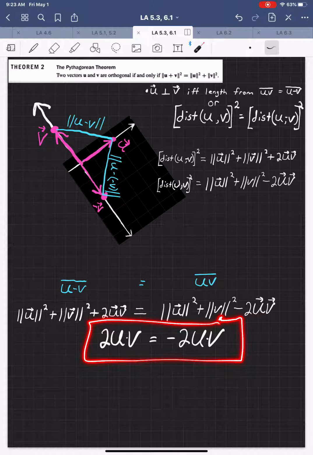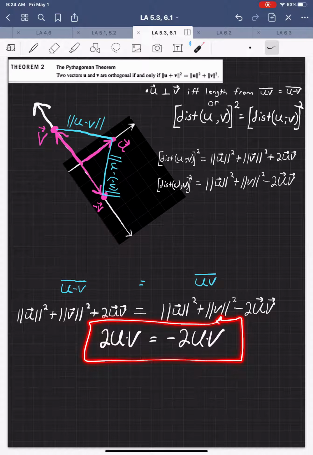Well, there's only but one scenario. Well, there's two scenarios where this would be true. Let's start with the trivial case. If u and v are the zero vector, then of course this is true, right? If, let's just say, u is 0, then 2 times 0 times v would equal negative 2 times 0 times v, right? So that's the trivial case.